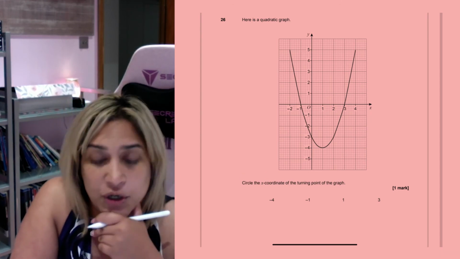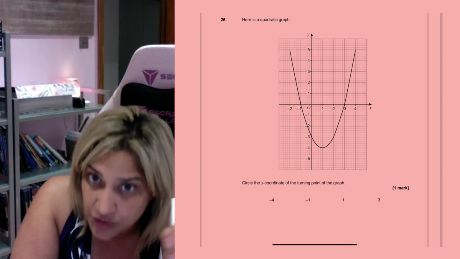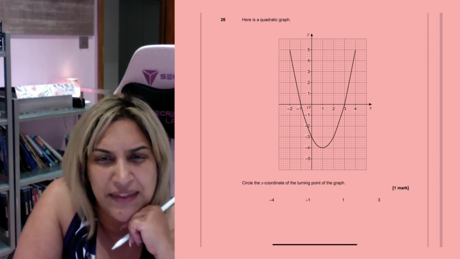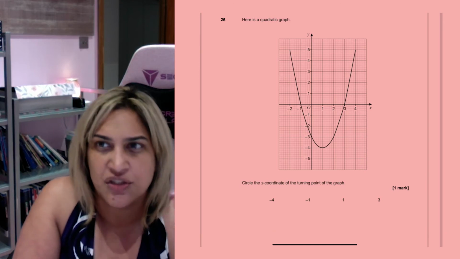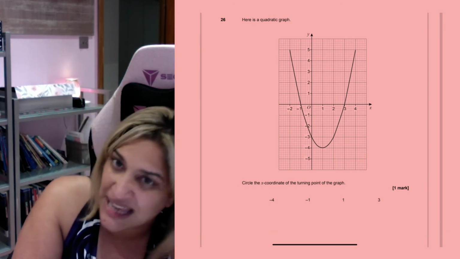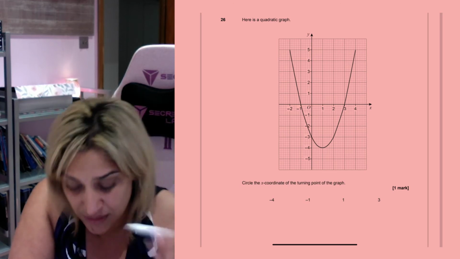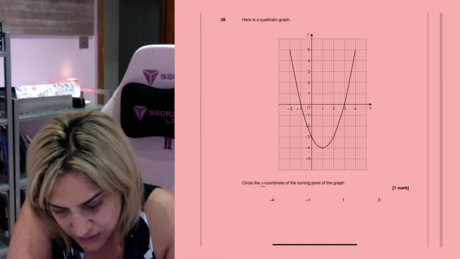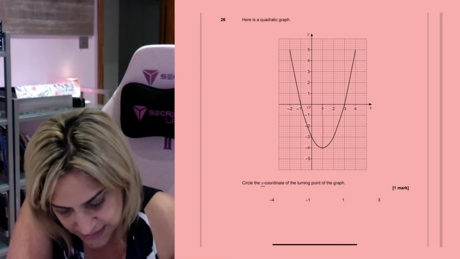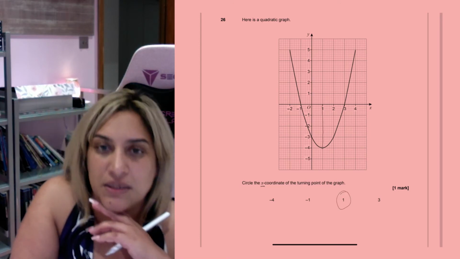So there we go. We've got a quadratic curve. So we've got a smiley face. And they've asked us to find the coordinates of the turning point. So exactly as the name suggests, the turning point is where the graph turns. And it wants the x coordinate, so we go up to the x-axis. It's 1, so the answer to that is 1.